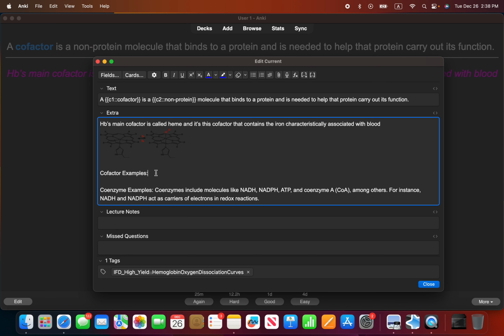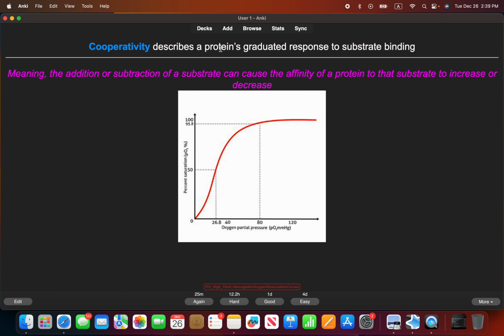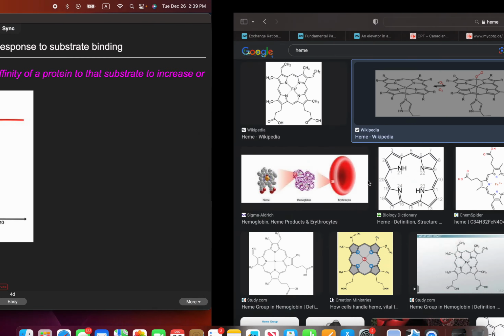Cool. What describes a protein's graduated response to substrate binding? So, what describes a protein's graduated response to substrate binding? It would be cooperativity, meaning the addition or subtraction of a substrate can cause the affinity of a protein to that substrate to increase or decrease. So cooperativity describes the protein's graduated response to substrate binding. We have positive cooperativity for hemoglobin, right?